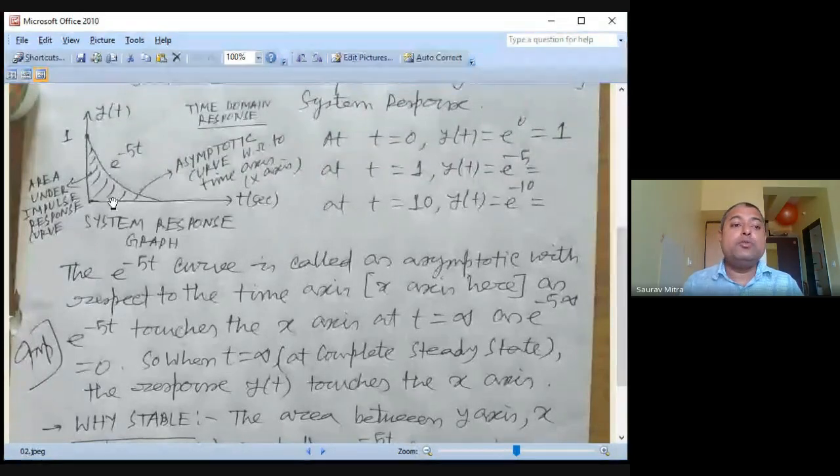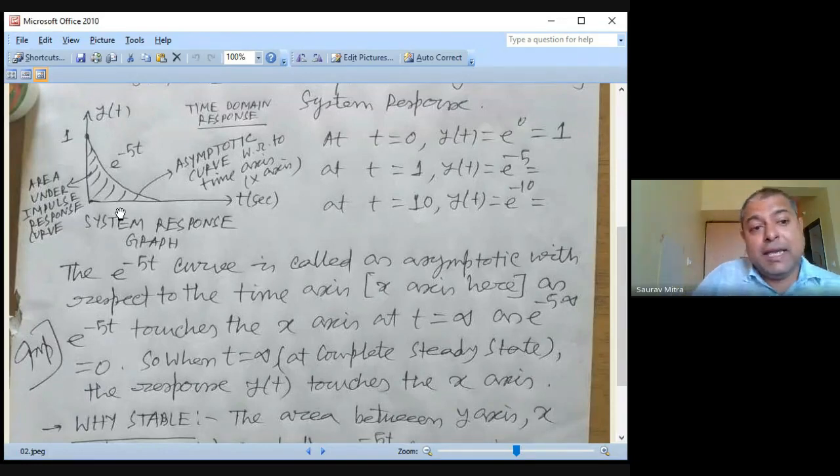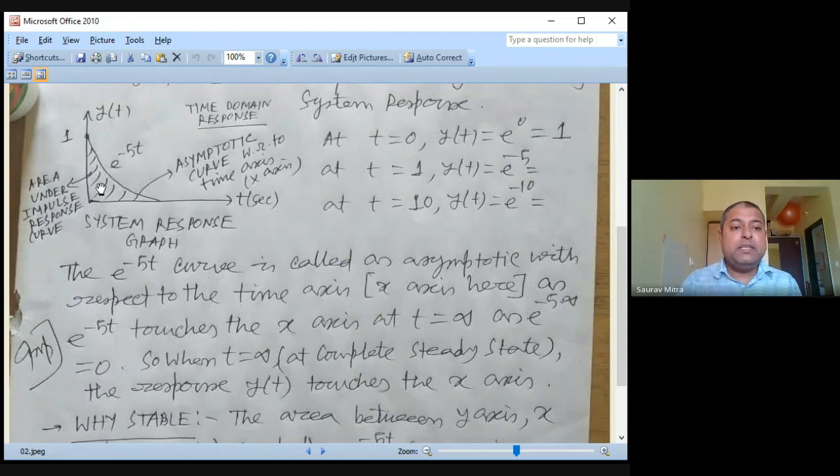If this area is a closed area, then we can say that the energy under the curve, so this area, if you can find out this much joule, is actually the energy produced by the system. So this energy produced by the system is equal to the area under the curve, or area under the impulse response curve. If this area is finite, then the system is called a stable system.